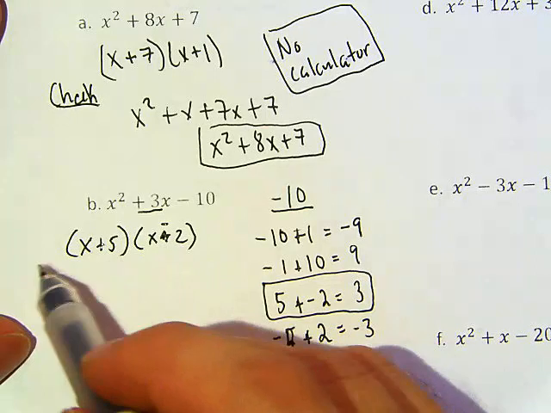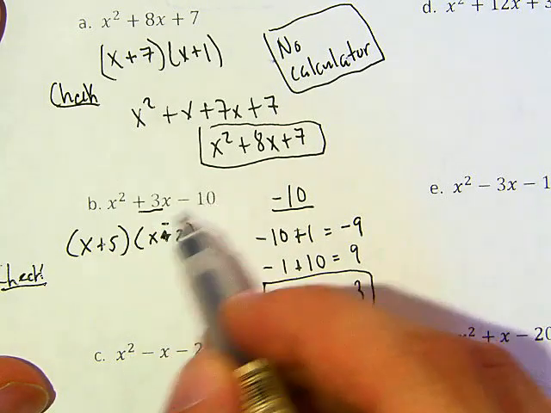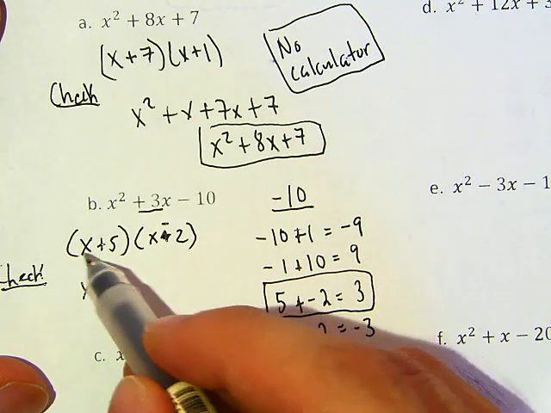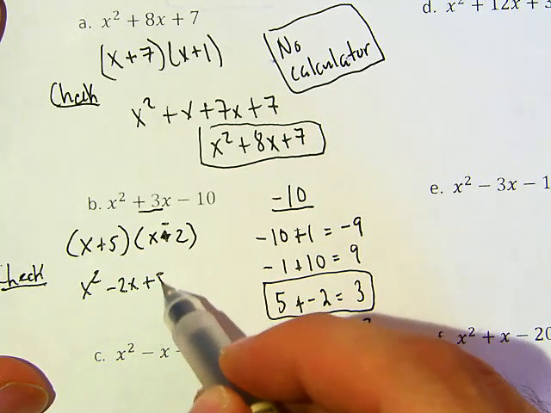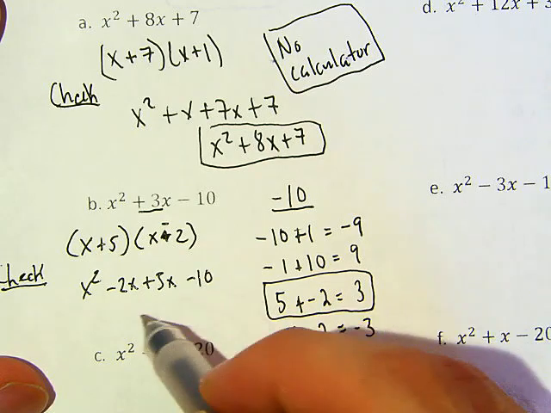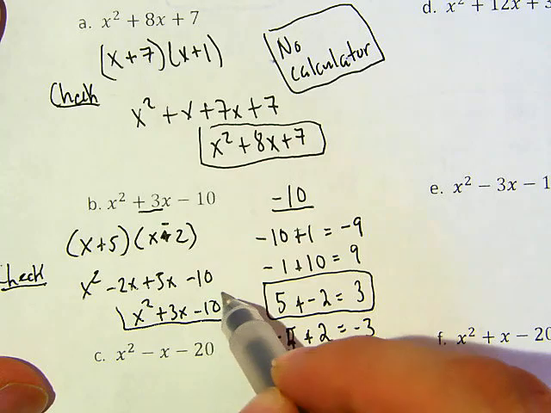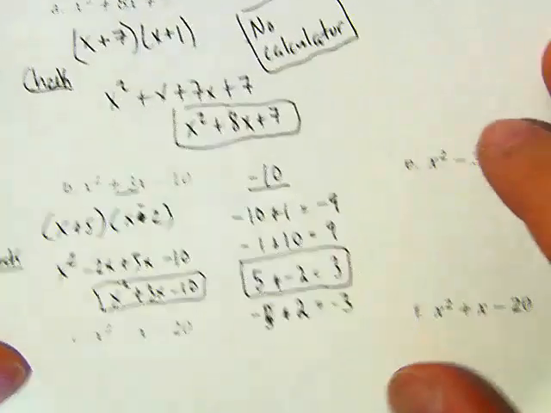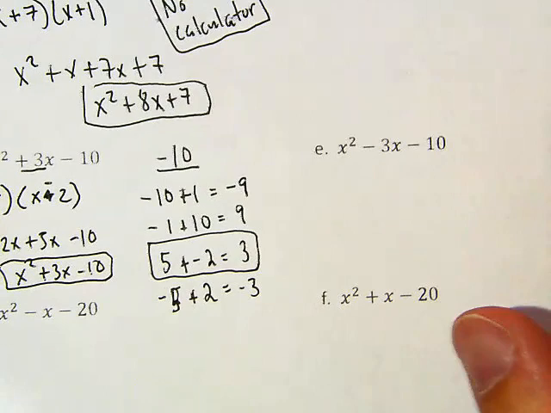And then how does this work? If you check it, if I FOIL this, I better get the original. So it'll be x squared times -2x plus 5x -10. And this becomes x squared plus 3x minus 10. Okie dokie. What I want you to do is try and work on C, D, E, and F. You got this.